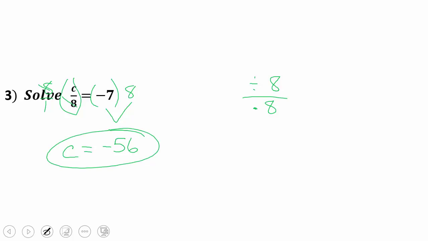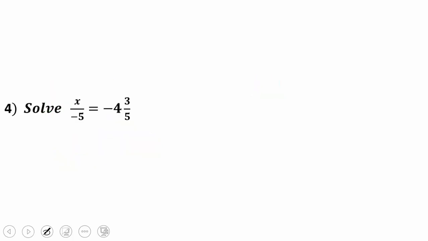Notice I'm pausing to give you time to stop the video and then write it all down and then start it up again. I hope you're listening. Our last example before we go to our quick write is x divided by a negative 5 is equal to a negative 4 3/5. I'm dividing our variable x by a negative 5.